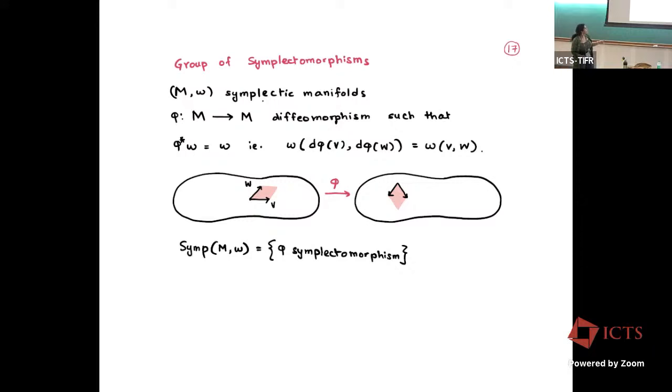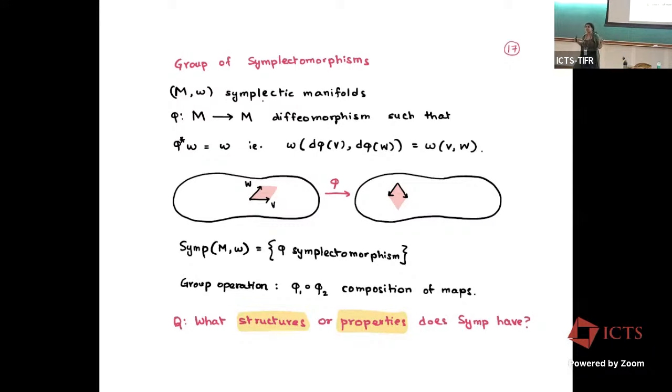And you can put them all together into a set. And in fact, you can make a group out of it. How do you make a group? You compose the functions. If you have one symplectomorphism and one more, composition gives you an operation on this. And it's a group because the inverse is, as I told you, a diffeomorphism, so the inverse will also have the same properties. Okay, so you get a group.